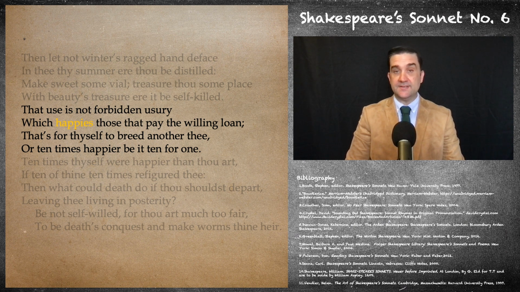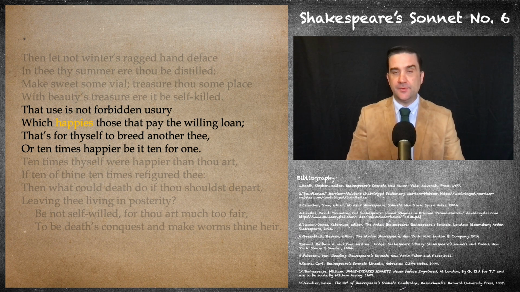Happy, of course, is an adjective, and it's meant to describe the feeling of well-being or contentedness, or maybe even the feeling of being favored by luck or fortune. In Sonnet 6, however, Shakespeare engages in a little bit of verbification and changes this adjective into a verb.